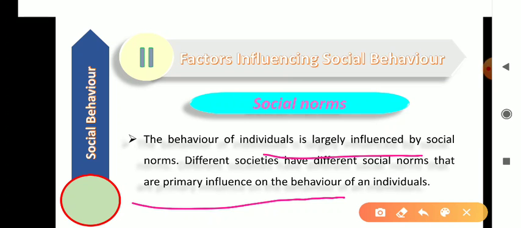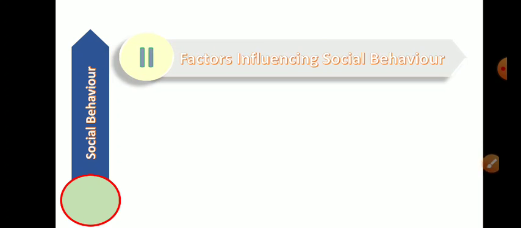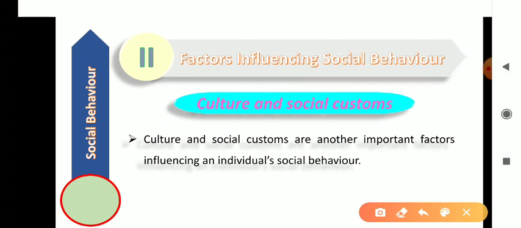Okay, next point is culture and social customs. Culture and social customs are another important factor influencing an individual's social behavior. For example, in America or any foreign country, or in Western society, if a younger person is talking to an elder person and is not maintaining eye contact with the elder, that is a sign of disrespect for the elder person, isn't it?